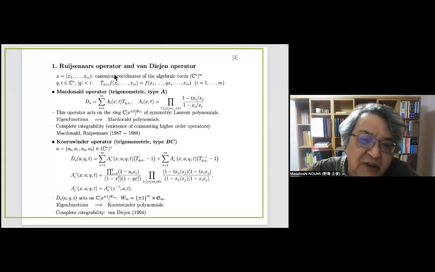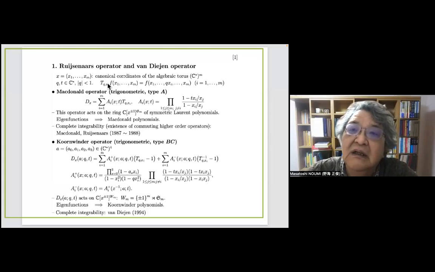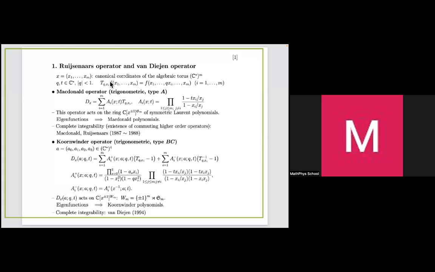Do you see the pointer here? Yes, we see. Yes, we do.